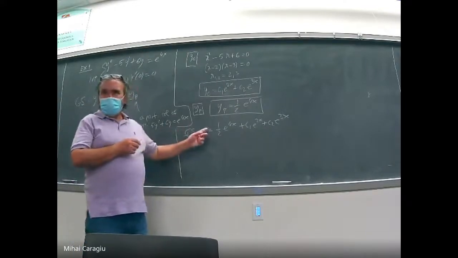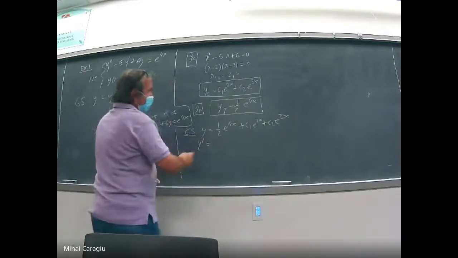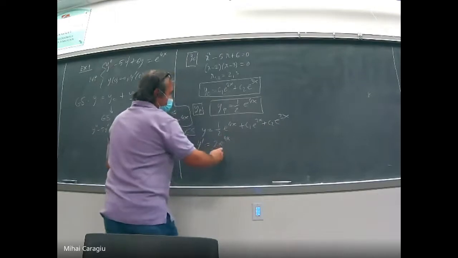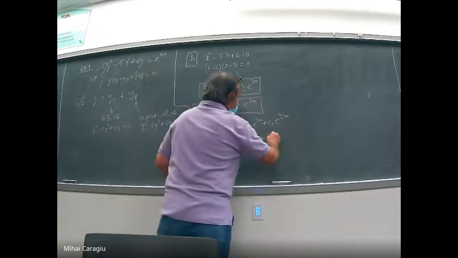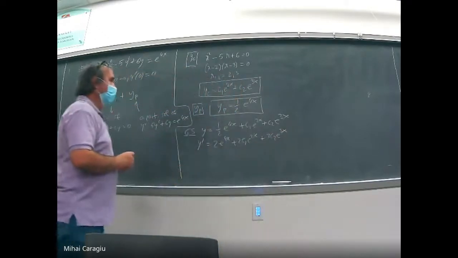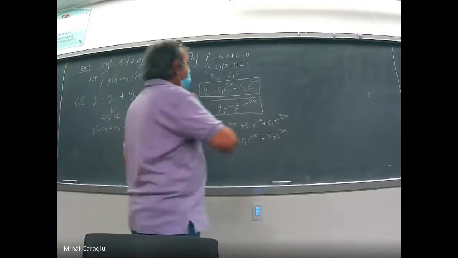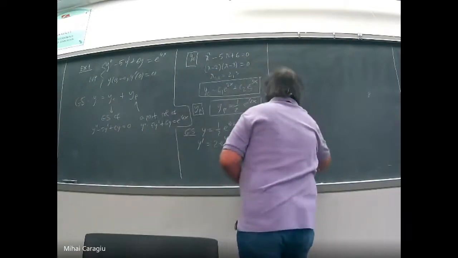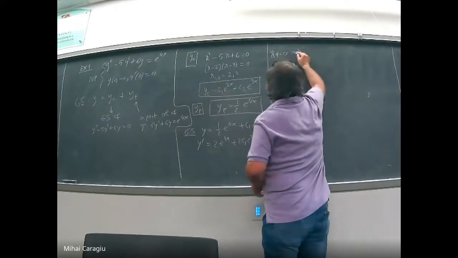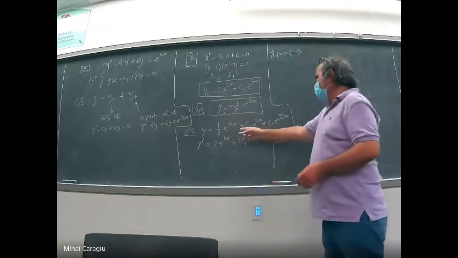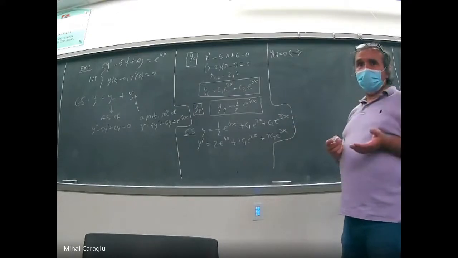I recommend that on the spot here we write down y prime so that we can use the initial condition. y prime will be 2 e to the power 4x plus 2c1 e to the power 2x plus 3c2 e to the power 3x, right? Okay, so now let's translate the initial conditions. y of 0 equals 0 is equivalent to 1/2 plus c1 plus c2 equals 0. So c1 plus c2 equals minus 1/2.